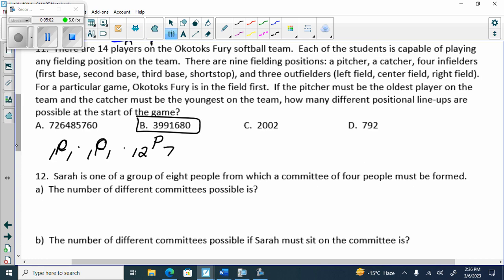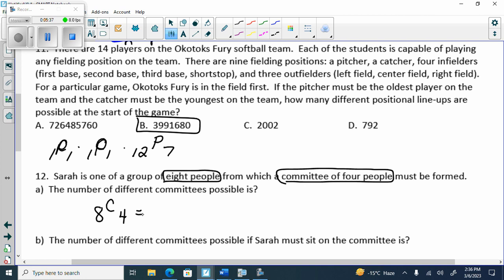This one says Sarah is one of a group of 8 people. So Sarah is included in the 8 people, right? She's one of a group of 8 from which a committee of 4 people must be formed. So there are 8 people, and I need to form a 4-person committee. The number of different committees possible. Is there anything restricted about this one? No. So what would I have? 8C4.